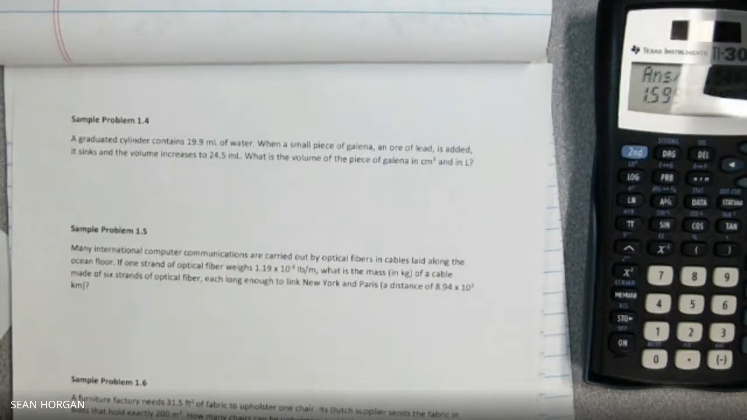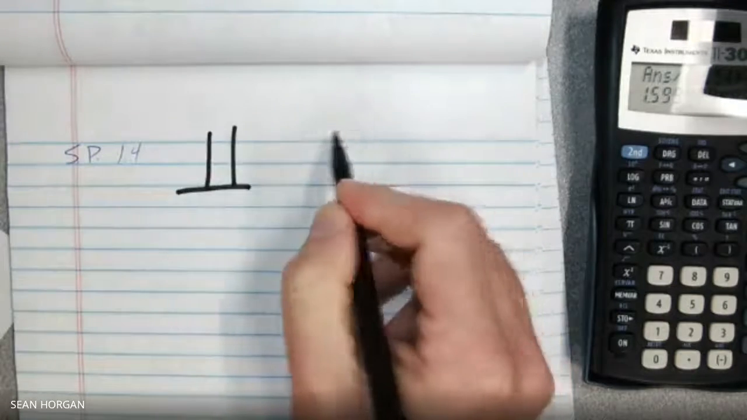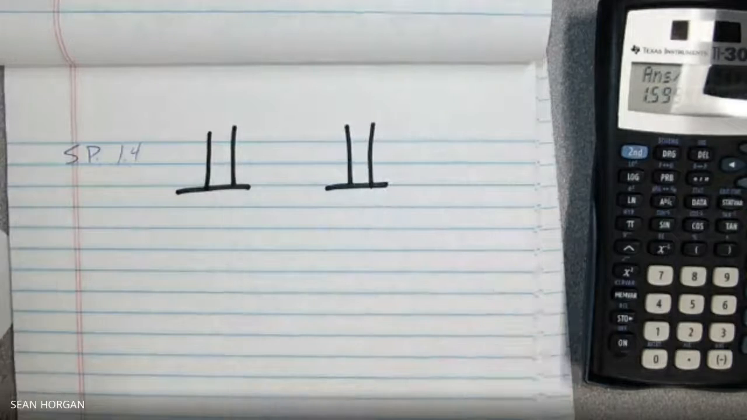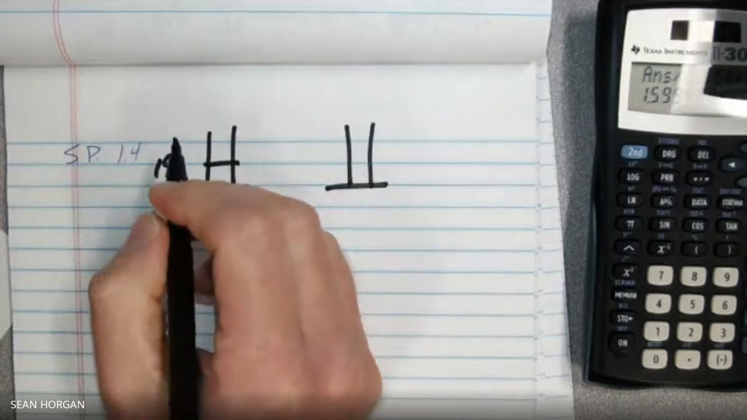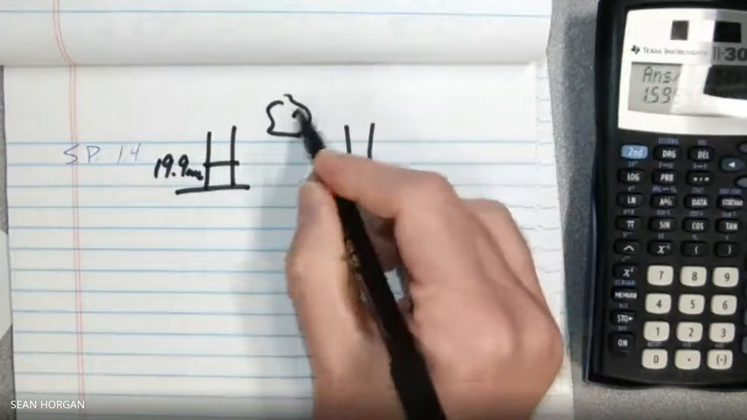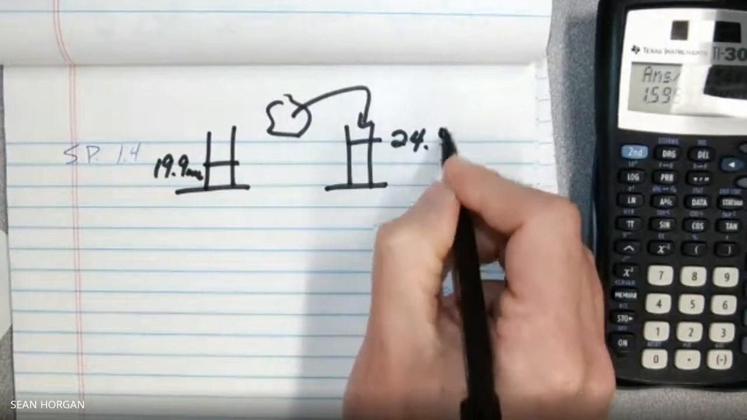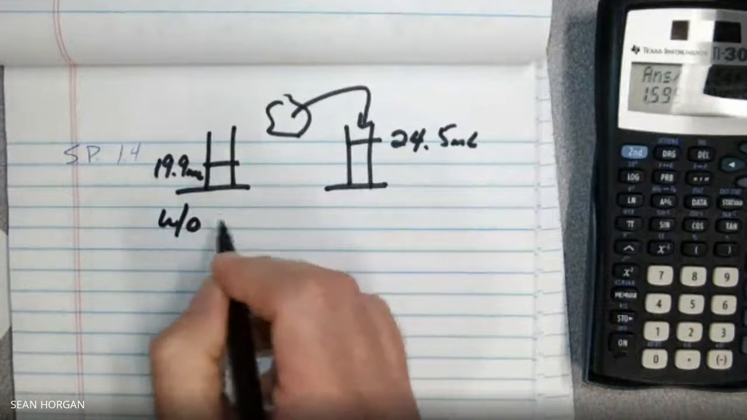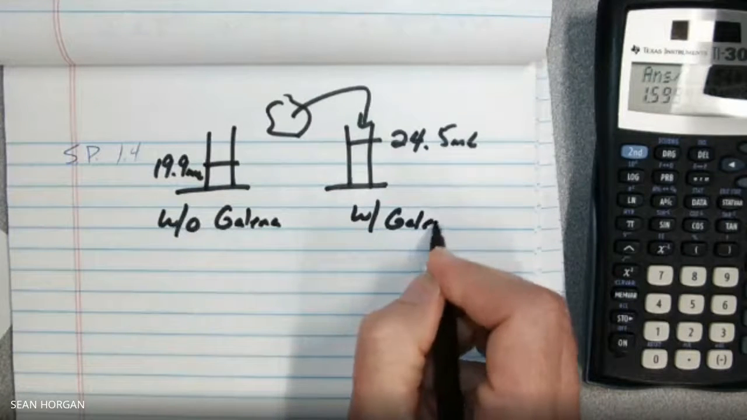Okay, now, this is called water displacement, and normally when you look at volumes of things, you could just measure length times width times height. But sometimes objects aren't able to be measured that way. They're irregularly shaped. So we usually use water displacement. By that I mean start off with 19.9 milliliters in this one, and then when you went from this one to this one, you dropped the galena in there, and it went to 24.5 milliliters. So this is without galena, or the rock, whatever you want to call it, and this is with the galena. Okay?